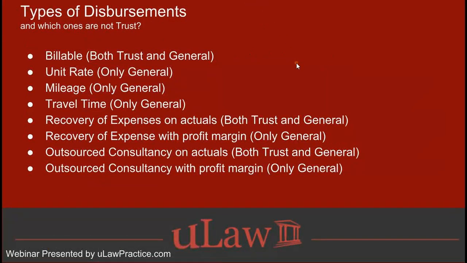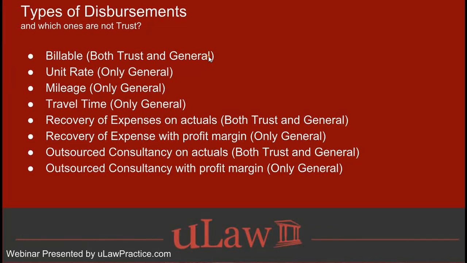Okay, so here's another slide share of the types of disbursements and whether they're a good candidate for being paid directly from trust, or both, or only general. If it's a billable disbursement, you can actually pay both from trust and general. It's a unit rate: faxes, printing, things like that, only general accounts. If it's mileage, again, a general account only, travel time.